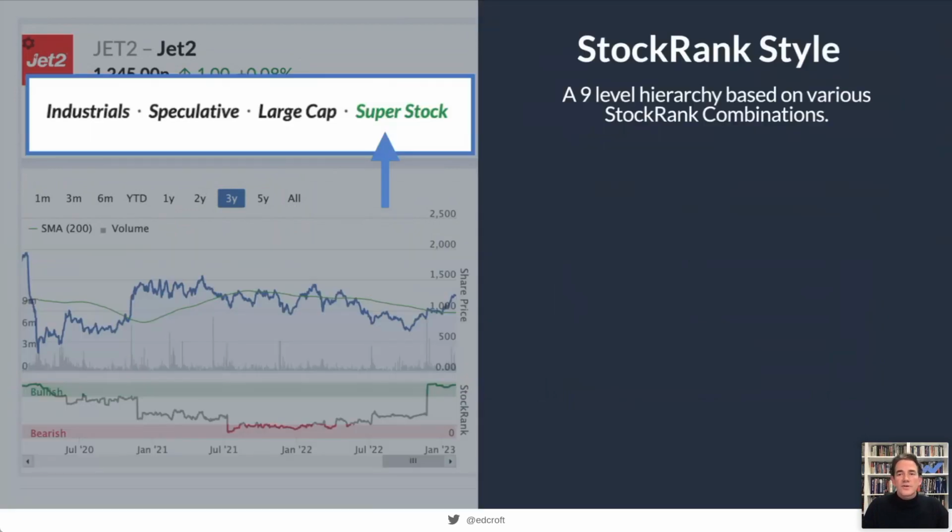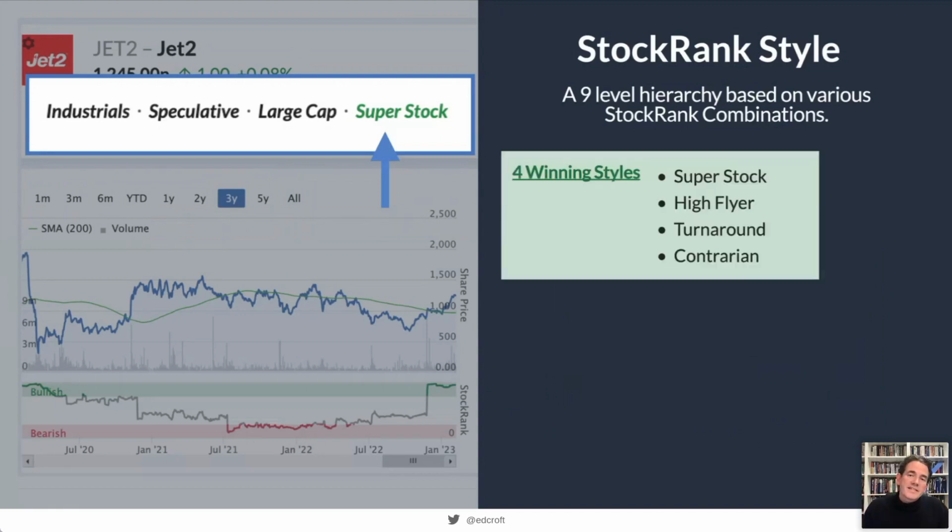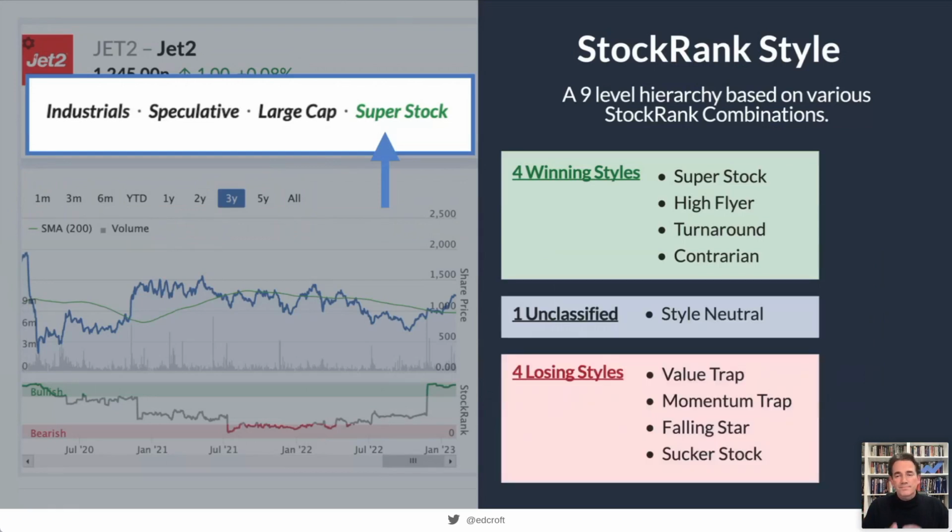So let's move on. Stock rank style. One of my favorite things when coming up with this, and I'm the architect of the stock rank system, so this is very close to my heart. This is a 9-level hierarchy based on a few combinations of the stock ranks. I'm not going to go into too much detail, but do read about it in the Learn section under the stock ranks link. There are 4 what we call winning styles: super stocks, high flyers, turnarounds, and contrarian. I'll explain that in a mo.